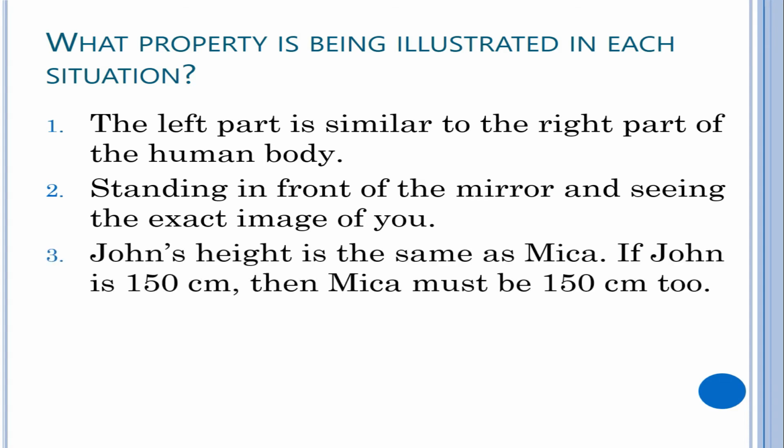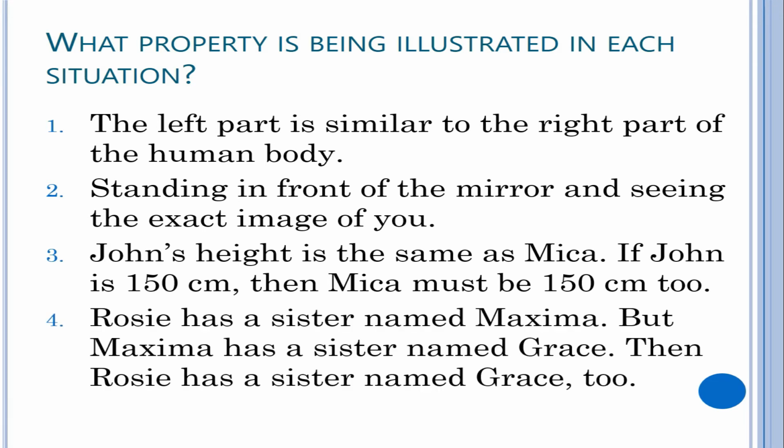Number 3. John's height is the same as Micah's. If John is 150 centimeters, then Micah must be 150 centimeters too. What do you think is the answer? Yes, the answer is transitive property. How about number 4? Rosie has a sister named Maxima, but Maxima has a sister named Grace. Then Rosie has a sister named Grace too. What do you think is the property applied here? Yes, correct. The answer is transitive.